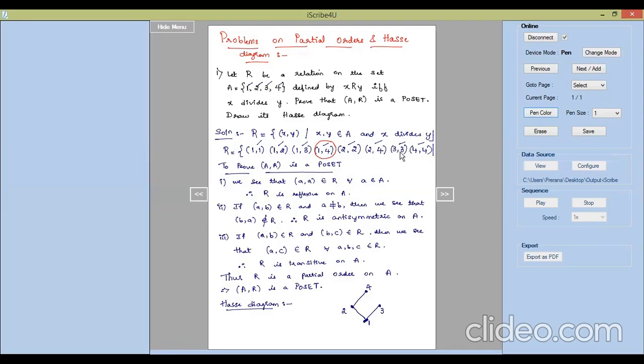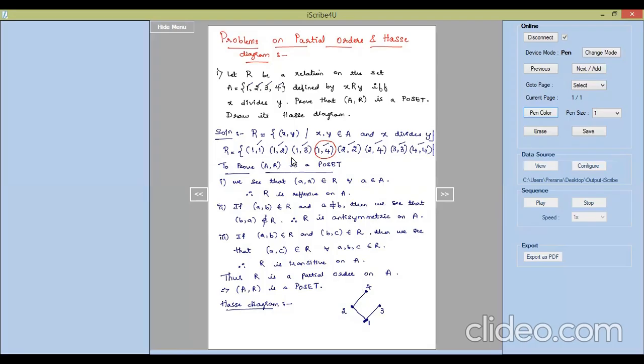Next 3, 3. 3, 3 represents a loop again. So we are not drawing the loop and showing it explicitly, which is obvious. So I will keep it as it is. 4, 4 also represents a loop, so we will not draw a loop explicitly and show it once again.